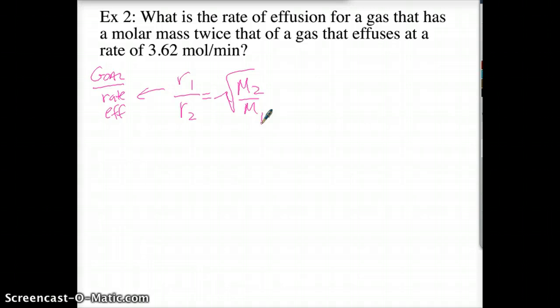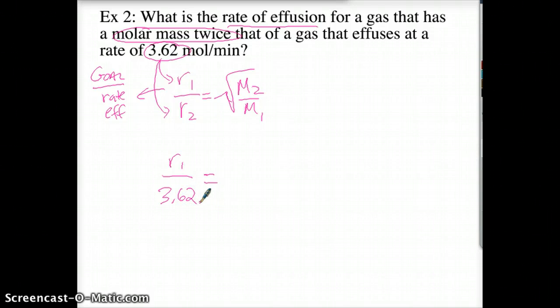So let's think about what's given to me. Well, I know that I'm trying to figure out rate. I know that one of the gases has a molar mass that is twice that of another, and that one of the gases has a rate of 3.62 moles per minute. So you might be thinking, wait, where do I plug it in? To rate 1 or rate 2? Again, it doesn't matter, but we just got to be careful with what we plug in on the other side. So let's just go ahead and call that 3.62 the rate of the second gas.